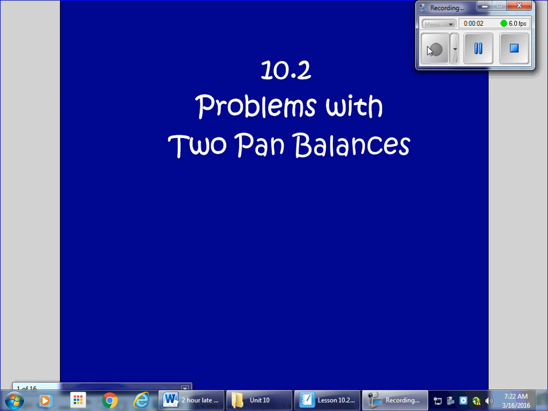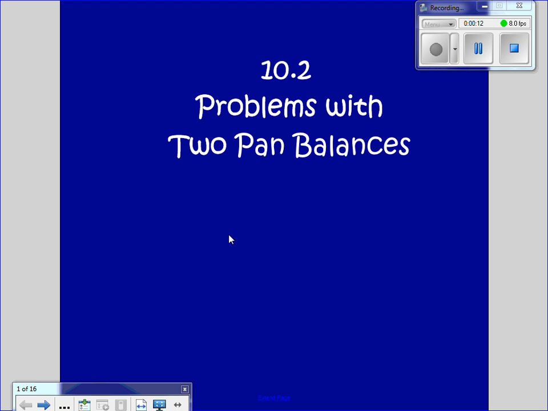Good evening, fifth graders. Tonight we're going to be doing some more work with some pan balance problems, which means we get to play around with some more pictures, which always makes it a little more exciting. But tonight we're going to be using two pan balances. So instead of just one pan balance, you have to use two to solve the problems.